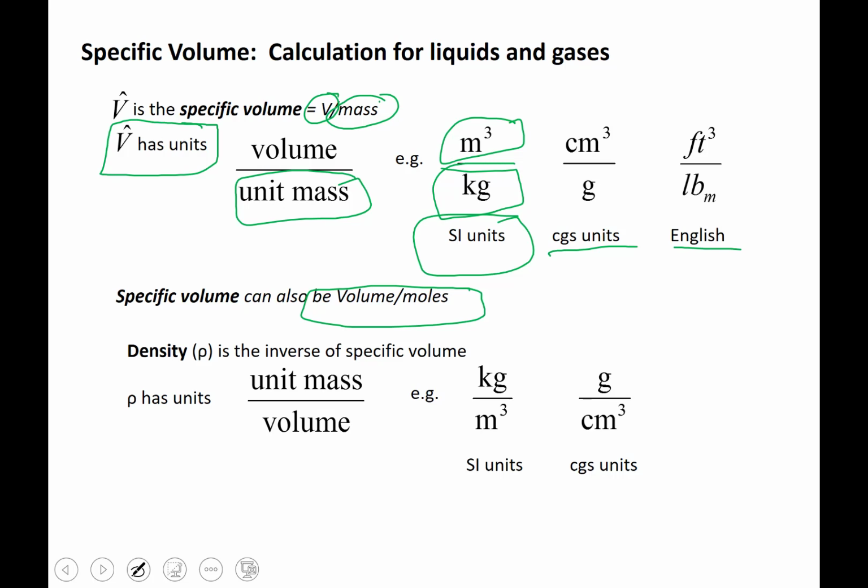Density, on the other hand, is the inverse. Inverse meaning 1 divided by the specific volume. So density has units of mass per volume.